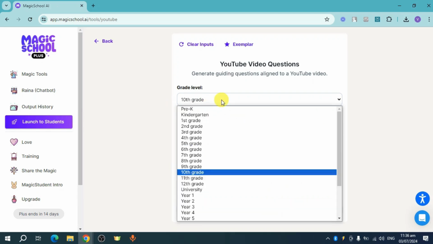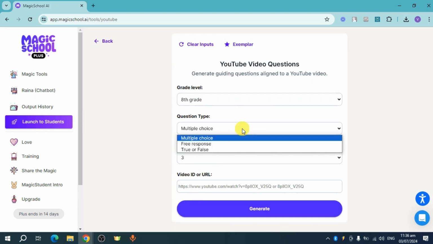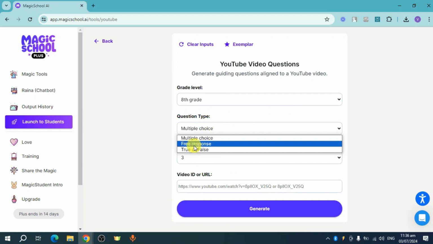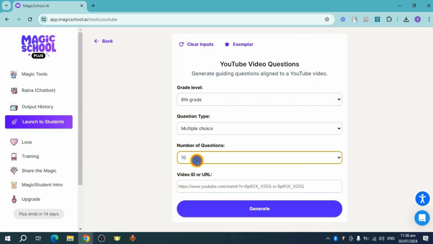And then from in there, you should be able to see this. So just choosing here the grade levels, for example, choosing here 8th grade, and also the question type. It can be a multiple choice, free response, or true or false. You can also put in here the number of questions. So for example, let's put in here around 5. And you can also put in here the video ID or URL.